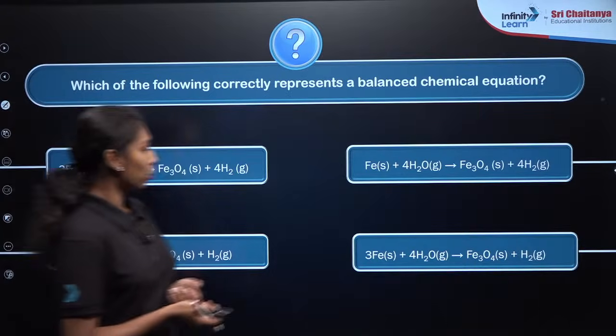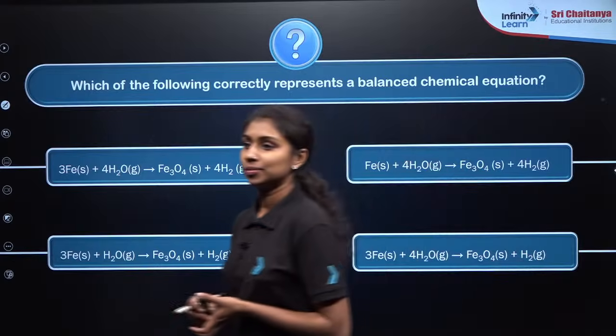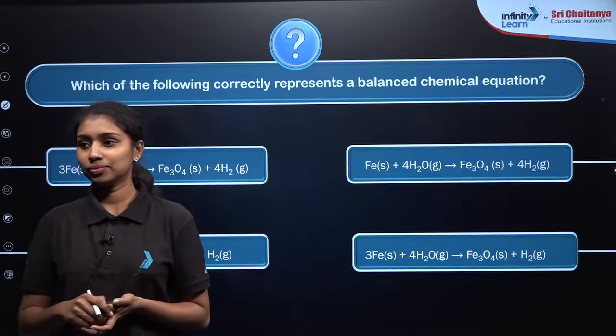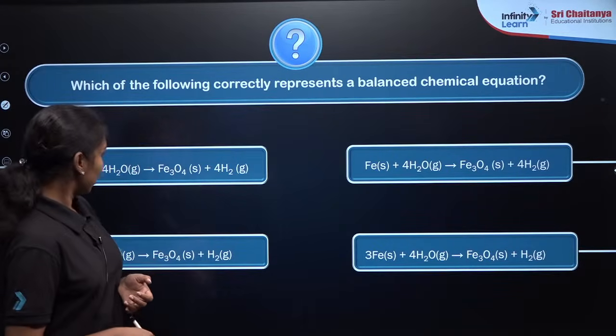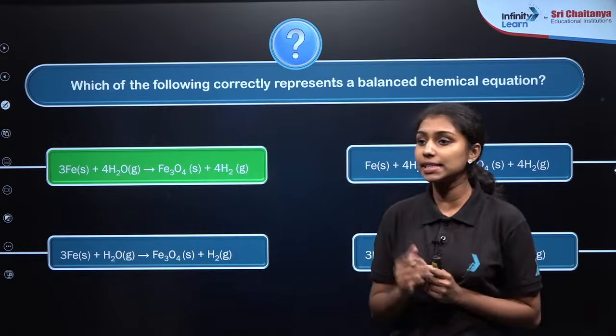Option A, right? Okay, many of you are giving me option A as the correct answer. Are there any other answers? Yes, option A, right? Option A is the correct answer. So what is the basics of the balancing of a chemical equation?